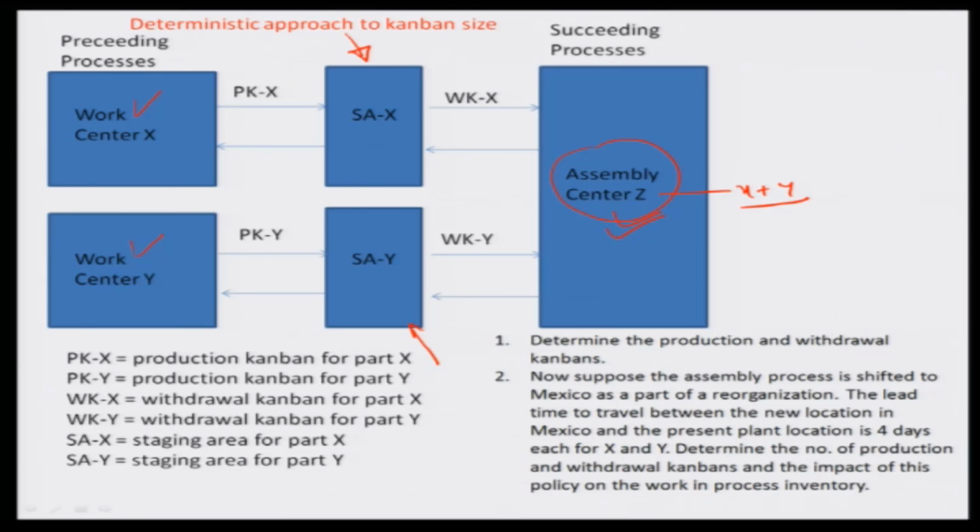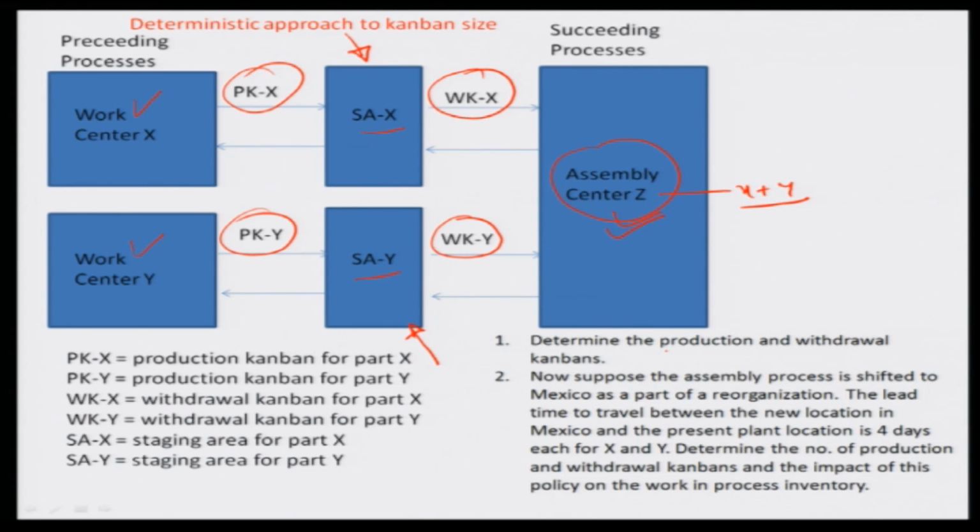given for the component X and the component Y close to the assembly center, and there can be a withdrawal cycle for X and Y simultaneously to go to the assembly center so that Z can be produced, and there can be a production cycle as illustrated earlier between the work center X and work center Y, which would feed the stocking area for X and the stocking area for Y. So, that is how the whole line balancing is done in this particular case.